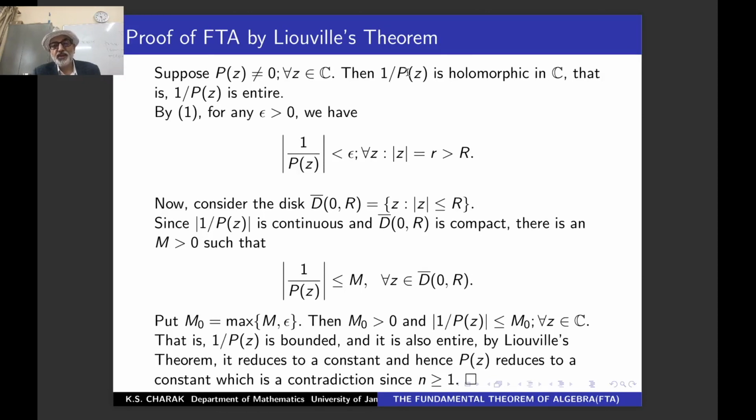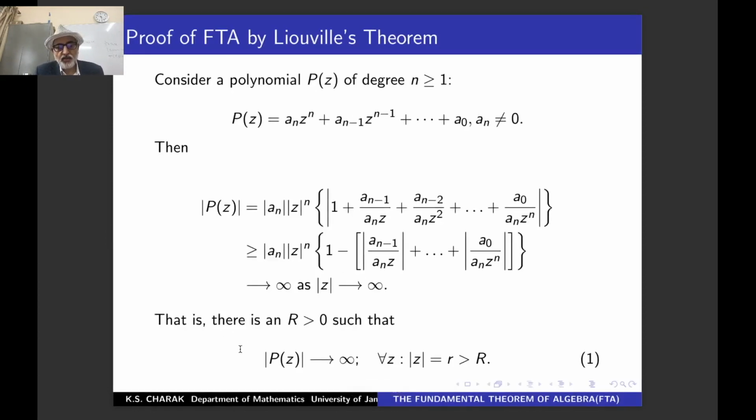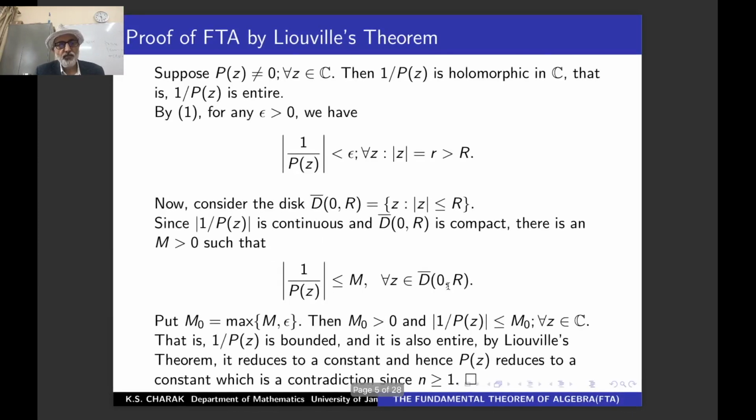Holomorphic in C means this is an entire function. So 1 upon p(z) is an entire function. And if this is an entire function, then I can use this inequality. Mod p(z) is tending to infinity, so 1 upon mod p(z) will tend to 0. As simple as we can handle it.